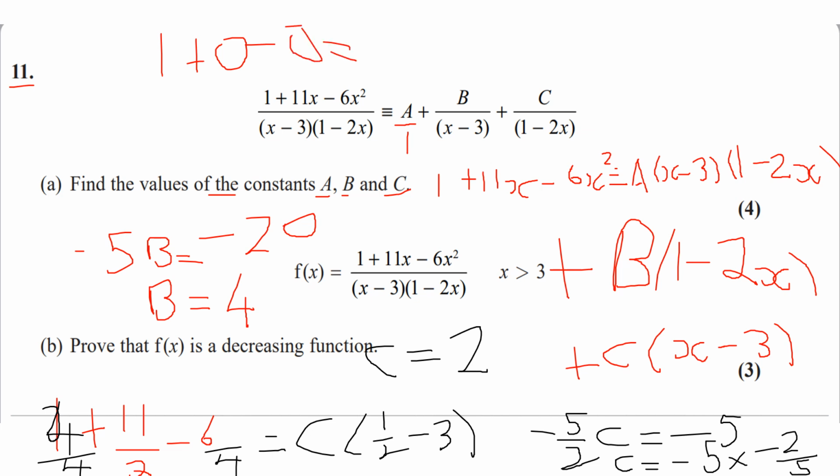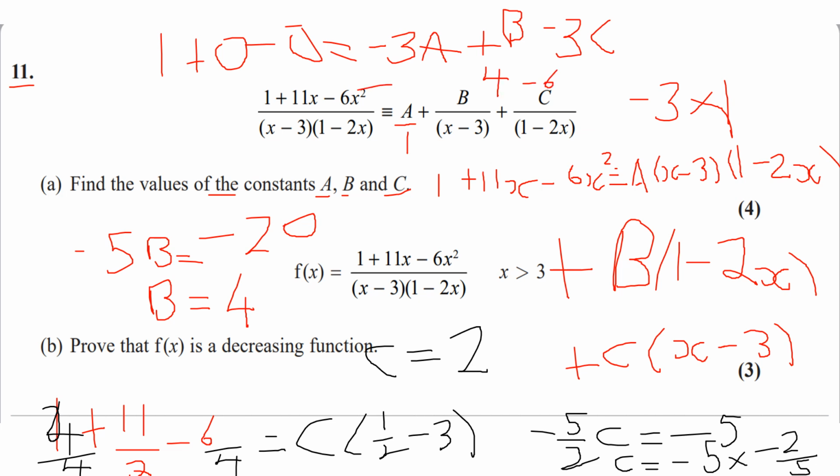That's equal to, now we're going to have a bracket, minus 3 times 1, so we're going to have minus 3a plus b minus 3c. We know what b is. b is 4, c is 2. Got minus 3a. I'm going to add 3a to both sides, and obviously minus the 1. We're going to have 3a equals minus 3. 4 minus 6 is minus 2, and then minus 1 makes minus 3. So 3a equals minus 3.